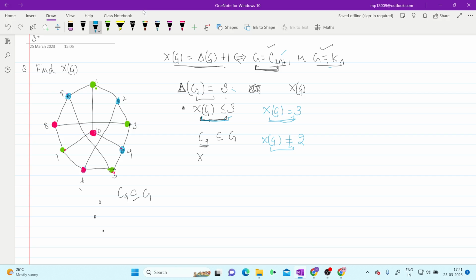So first, by using our theorems, we can directly conclude that the chromatic number should be 3. Then we gave a specific coloring also. Is this question clear to everyone? Yes, ma'am. Okay.